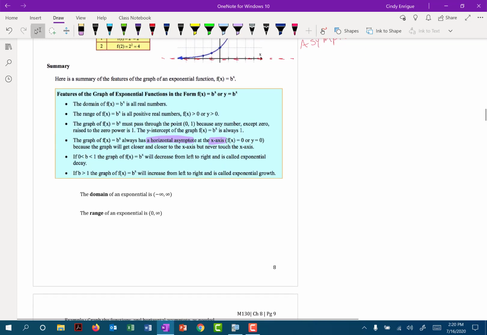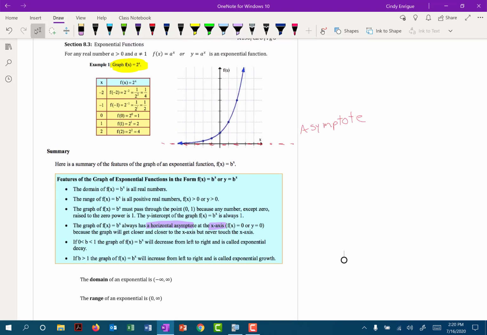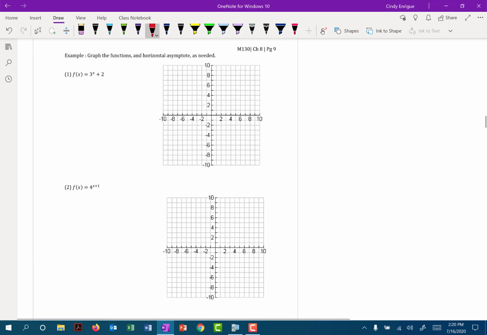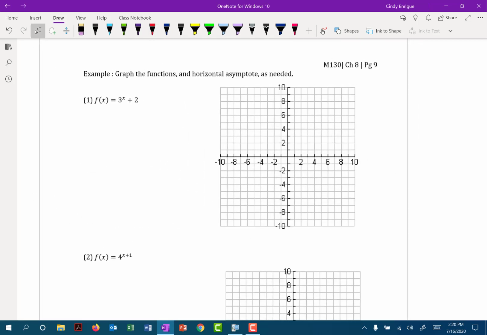Also, the domain is usually negative infinity to infinity, versus the range, which is 0 to positive infinity. If this was the asymptote, there isn't any negative y values. So let's think about that as we go into graphing. It says graph the function and the horizontal asymptote as needed. Here I can draw some x and y values to help me graph this. Remember, we really have y is equal to 3 to the x plus 2.